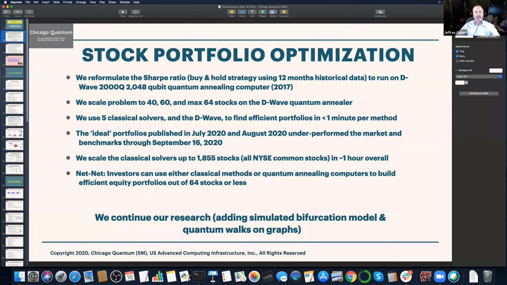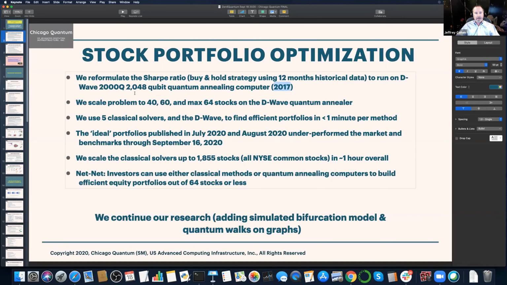What we set out to accomplish as Chicago Quantum. So the first is we wanted to run the stock portfolio problem on the quantum annealing computer, the D-Wave 2000. And again, just for people that may not know, it's a 2017 architecture. It's called a Chimera. It's a 16 by 16 by 4 qubit process. So what that means is each cell of 8 qubits connects to 4 other qubits.